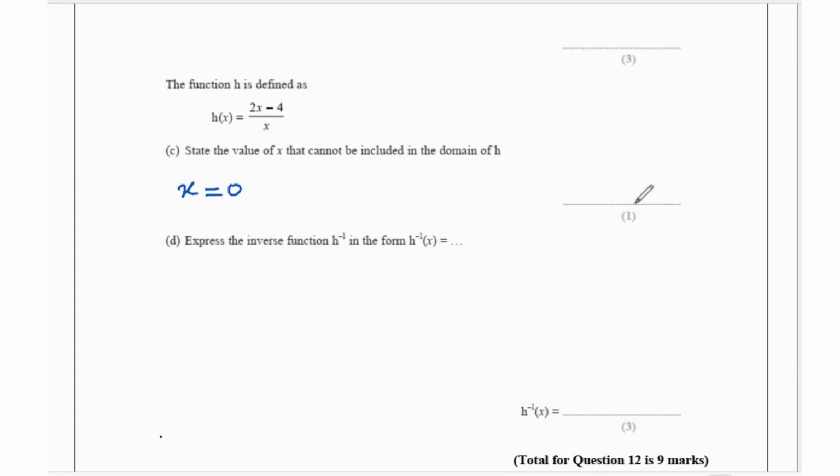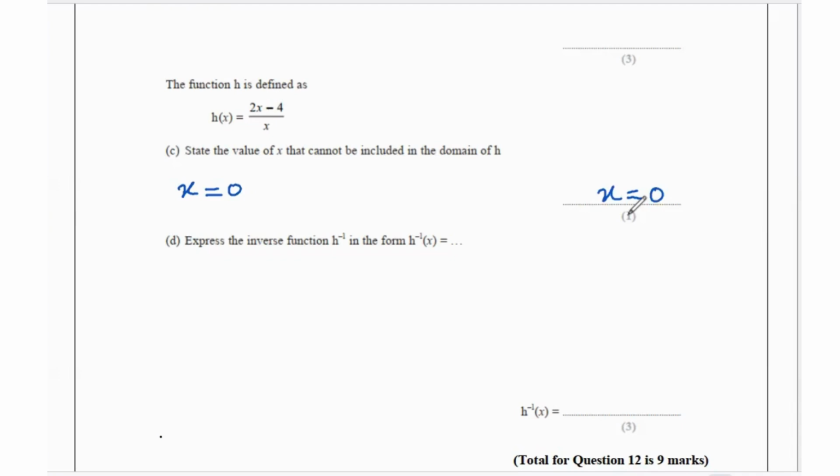So x equals to 0 is where your function cannot exist. The reason why your function cannot exist at x equals to 0 is because if you remember, if we divide anything by 0, the answer is undefined. So your denominator can never be 0.